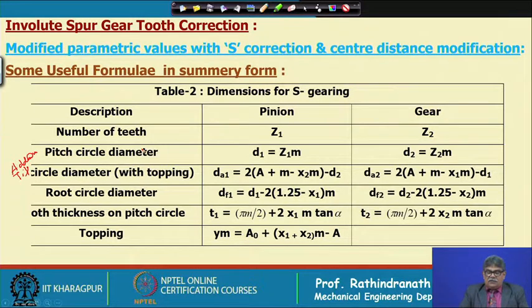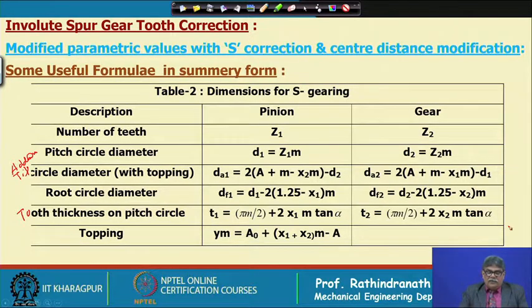Now, root circle diameter also can be calculated knowing the factors, and the tooth thickness on pitch circle is also calculated by T 1 is equal to standard tooth thickness plus 2 x 1 into module into tan of pressure angle. Similarly, T 2 can be calculated the same way.